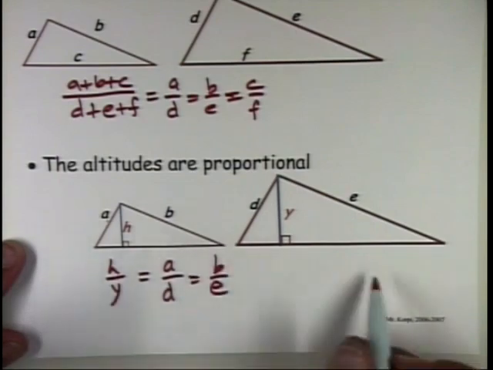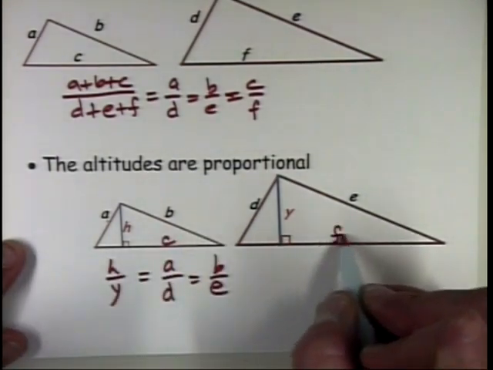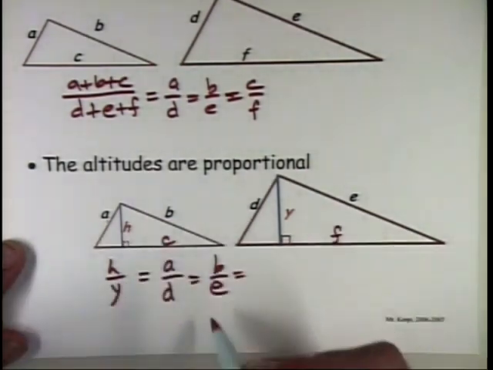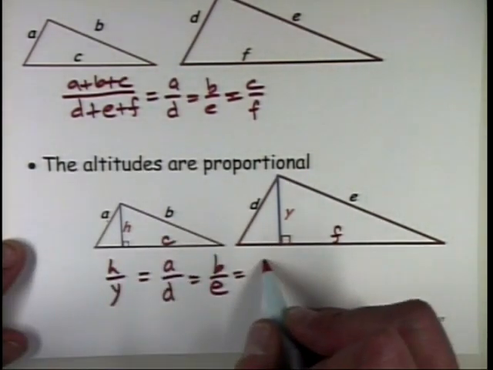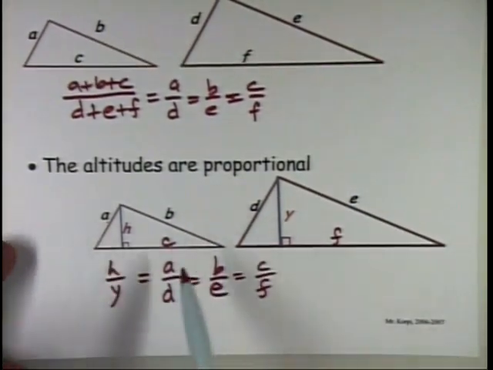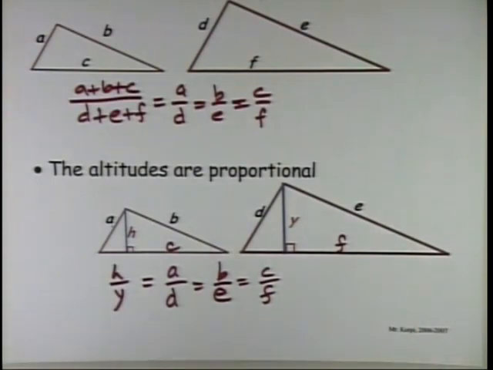And I didn't label the other sides because I thought it would clutter up the diagrams, but I'll do so now. If I called this C and I called this F, then the ratio of the altitudes is also proportional to these other sides. Now notice I'm going small triangle in the numerator, large triangle in the denominator. Again, that's the corresponding part that's so important for a ratio.